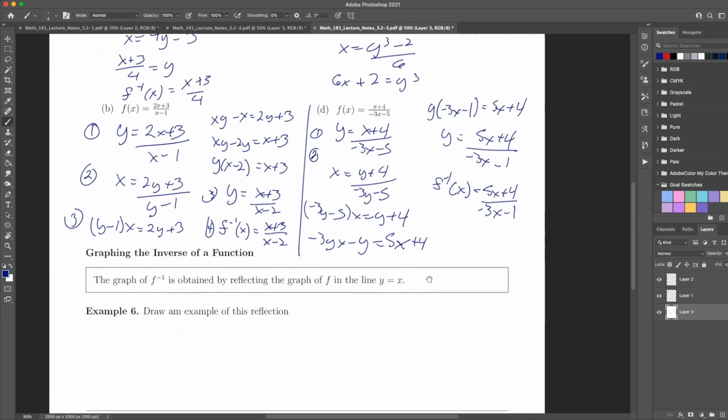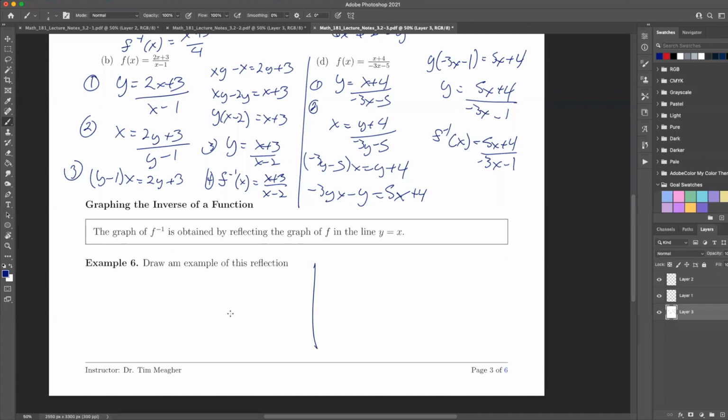Notice, and we'll just end on this note, this drawn example of a reflection. So here, if I have this x equals y line, no matter what I do, if I have some function here, this function will be a mirror image of that. So if this was f of x, this would be f inverse of x. And this can happen all over the place.